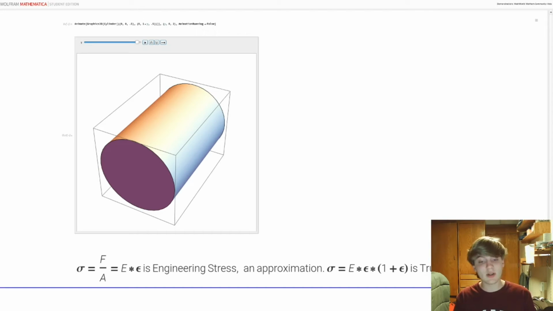Now the difference down here is summarized by the formula Young's modulus times the elongation times 1 plus the elongation. And that's known as true stress. Whereas our estimation before of Young's modulus times the elongation is engineering stress, which is an approximation.